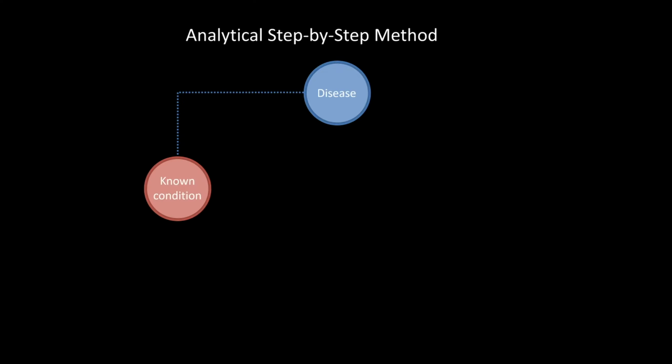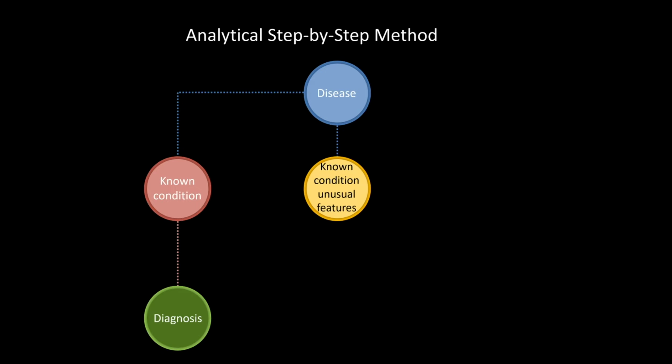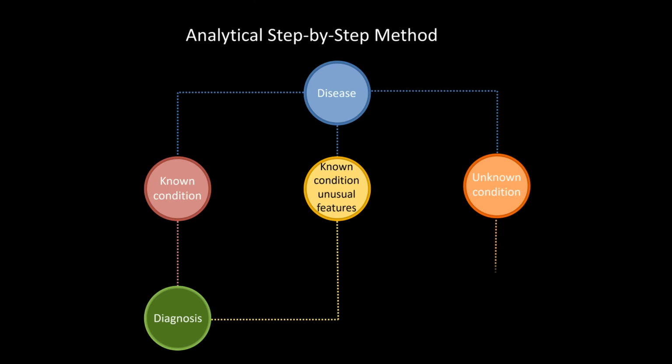So what happens if we use the analytical step-by-step method? Again, if we have a disease and it is a known condition, we can still arrive at a diagnosis very easily. If it is a known condition with unusual features, we can still arrive at a diagnosis or build a list of good differential diagnoses. If we have an unknown condition, at least we can classify the disease by looking at the features. Once the classification is done, we can do a literature search to see if someone has already reported such a rare condition. If so, then we have a name.